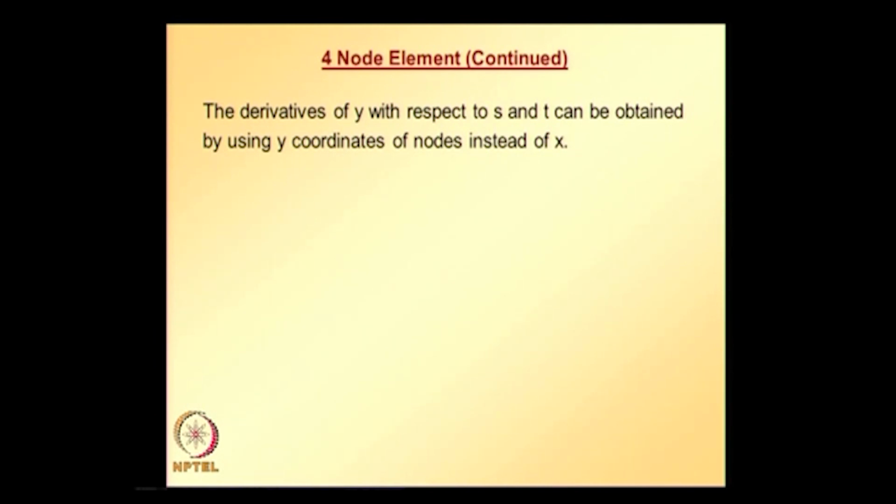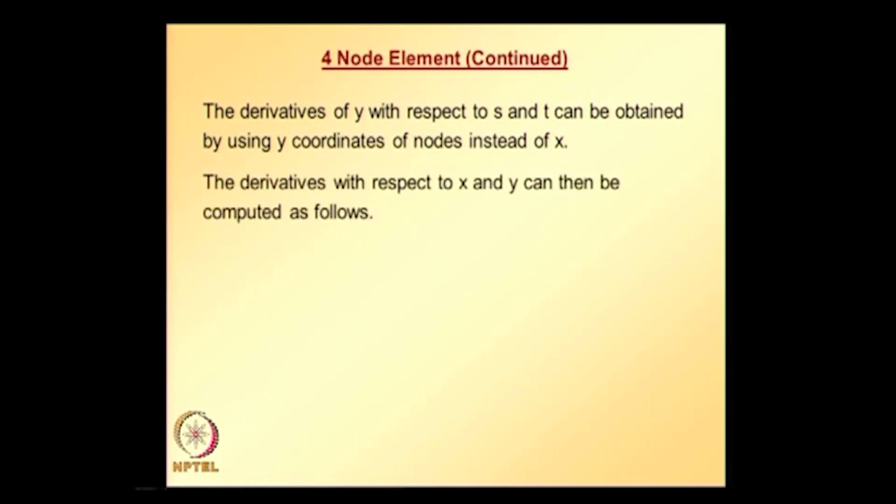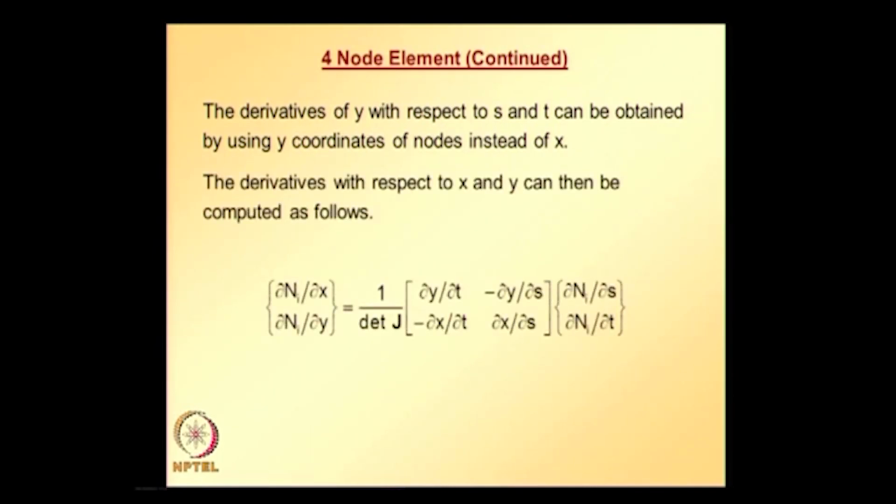And now we also need to know how the shape function derivatives in the actual element coordinate system are related to the parent element coordinate system, that is given by this one. Derivatives with respect to x and y can be computed as follows, which is given there, for which we require the determinant of the Jacobian.